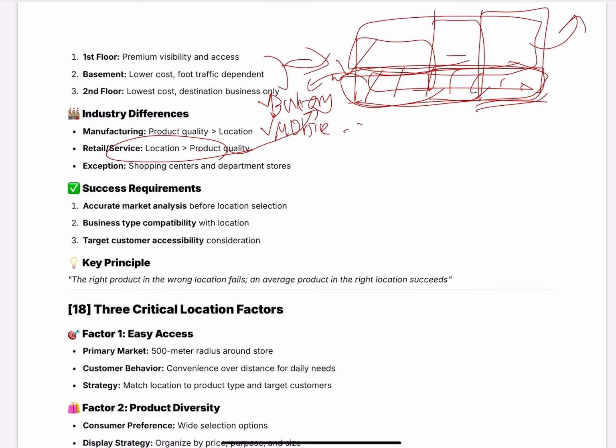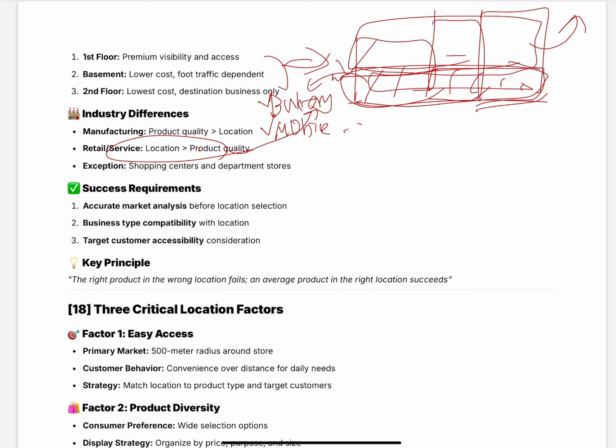So your success requirements include conducting accurate market analysis before location selection, ensuring business type compatibility with the location characteristics, and considering target customer accessibility patterns. So remember this key principle: the right product in the wrong location fails. An average product in the right location succeeds. Choose location over product when you are setting priorities.